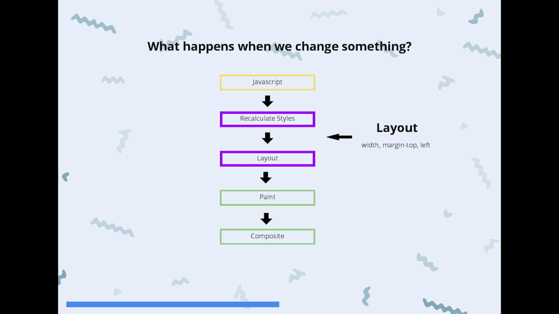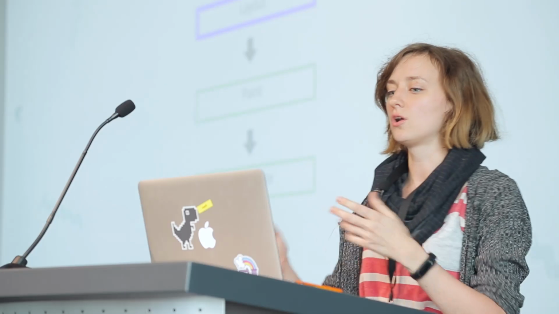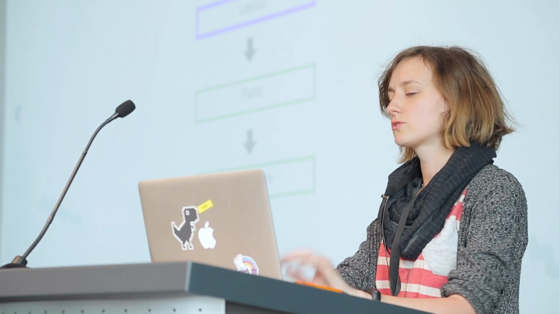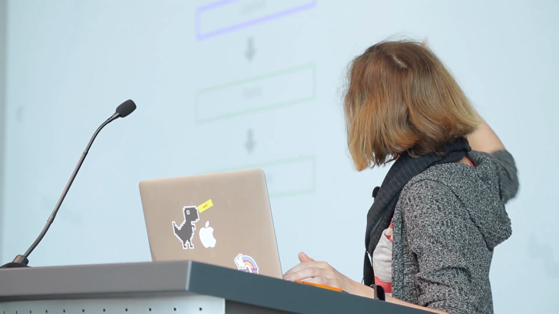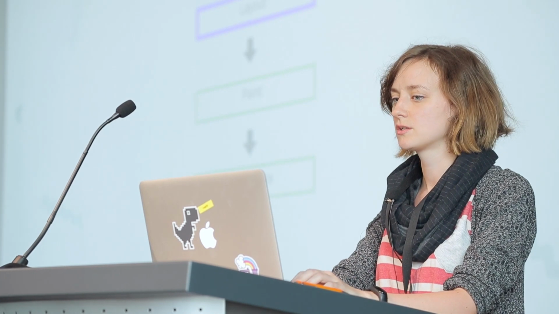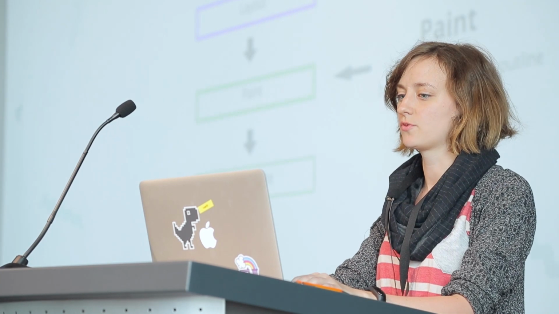So when we change layout, it's going to be in the layout step. In the second step, this is when we change the width, the margin, the left, the top, all of these layout properties. And that's really unperformant, because then the browser also needs to go through the other steps after that. And that's why you don't really want to animate layout properties, because it's going to be unperformant.